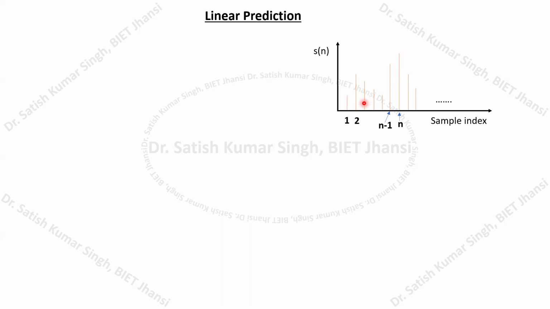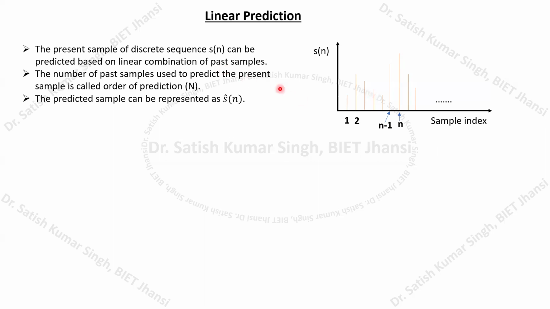If it is possible, then it is possible to predict this value. I mean to say, if you are able to show that this particular sample has a certain linear dependence on the past samples, then we can use the concept of linear prediction to predict any sample. Any present sample can be predicted by a linear combination of its past samples. So here you can see what we mean by linear prediction. The present sample of a discrete sequence S[n] can be predicted based on a linear combination of past samples.